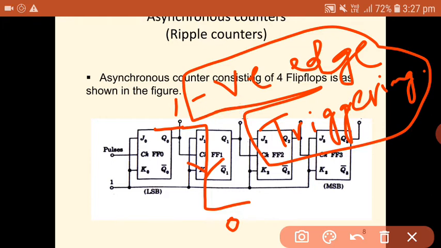at that negative edge triggering only, the output of the JK flip-flop will toggle. Toggling means the present output becomes the complement of the previous output.